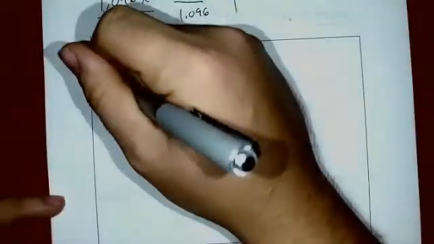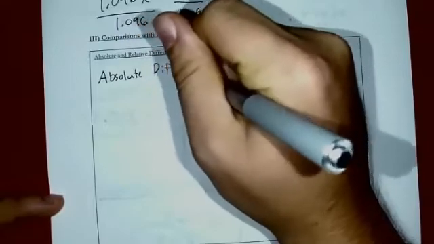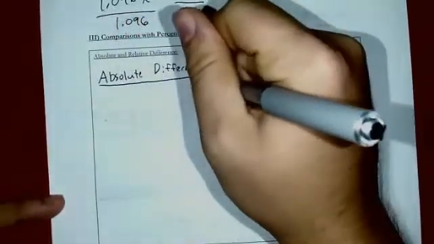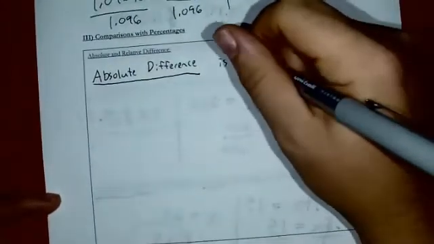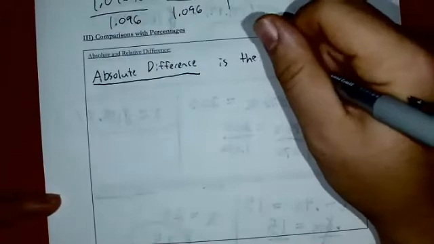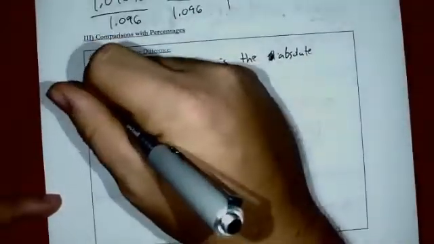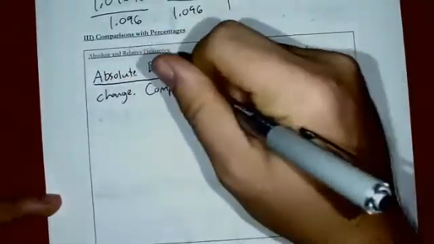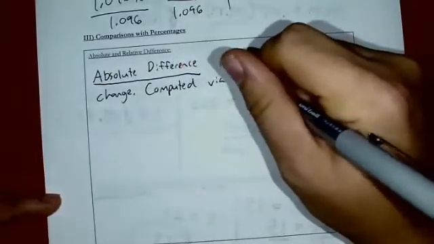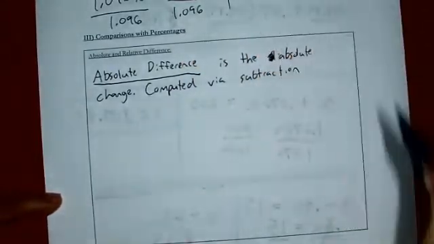All right, so let's go ahead and talk about comparisons with percentages. So let's discuss absolute and relative difference. So the absolute difference is the absolute change. This is computed via subtraction.